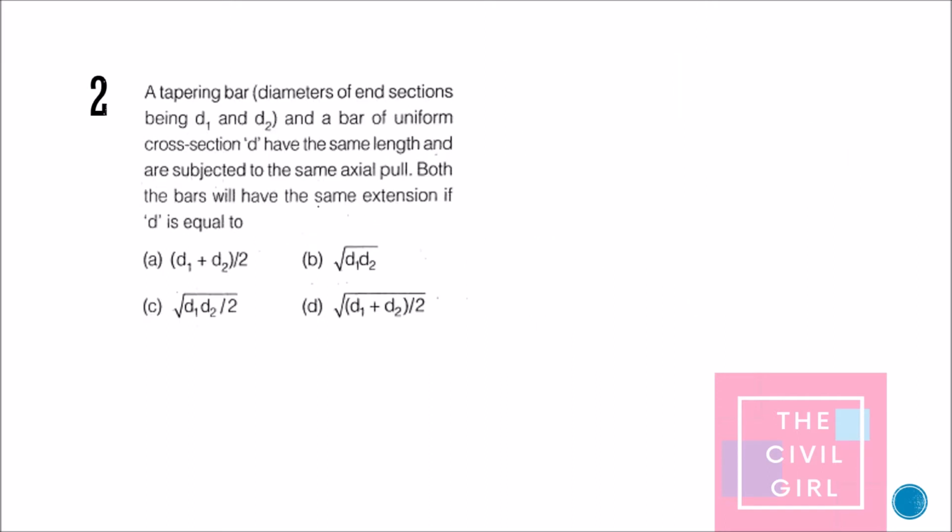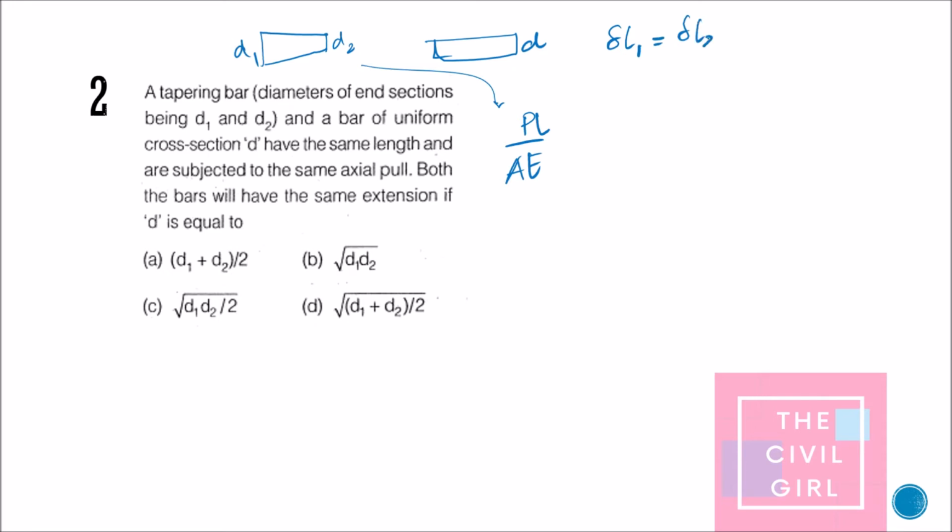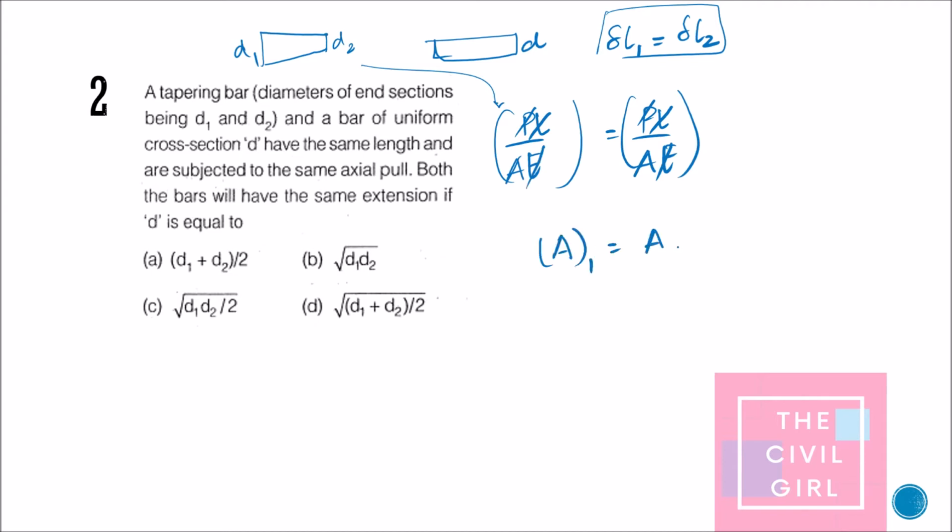Next question: a tapering bar of end diameters D1 and D2, say this is my tapering bar, D1, D2, and a bar of uniform cross section D have the same length and are subjected to the same axial pull. Both bars have the same extension if D is equal to what? So the condition is that the deformation of 1 should be equal to that of 2. So this will become PL by AE is equal to PL by AE. We know the length is the same, the load is the same, the elastic modulus is the same. So area of 1 will be equal to area of 2. It should be like that for the deformations to be equal.